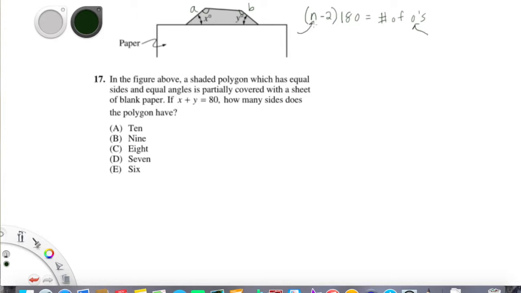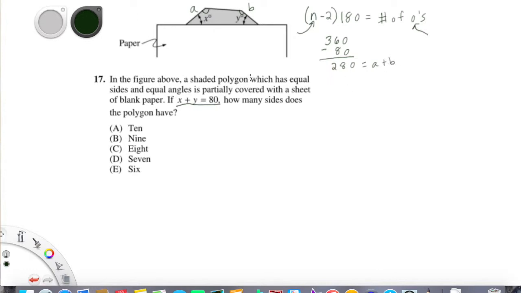If we plug the 4 in here for the four sides of our trapezoid formed by the piece of paper and the polygon, then we get 360 degrees. So we know that 360 degrees is the total number of degrees of that trapezoid. And we can determine A and B by subtracting x and y. That is, if 360 is the total number of degrees, then 360 minus our 80 degrees, remember, x and y is 80 degrees, should give us the number of degrees for A plus B.